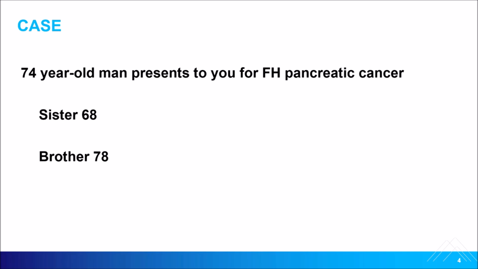So I'll start with a case. This is one of my patients. When I first met him, he was 74, and he just sat down in the office and said, my sister has pancreatic cancer at 68, my brother has it at 78. I don't want pancreatic cancer. What can we do?